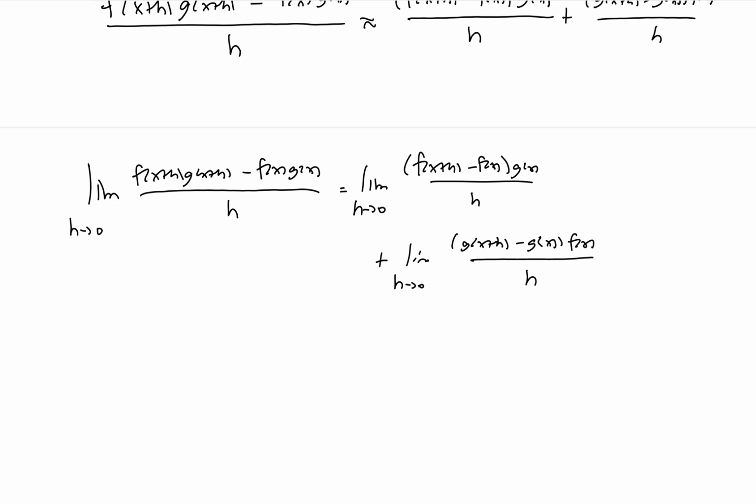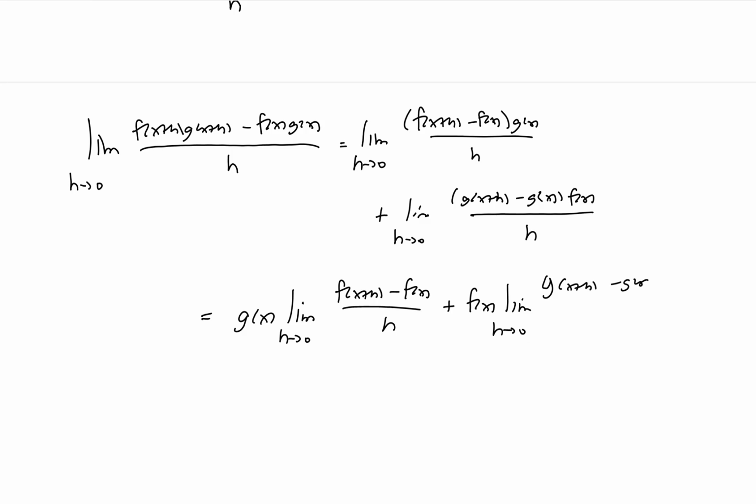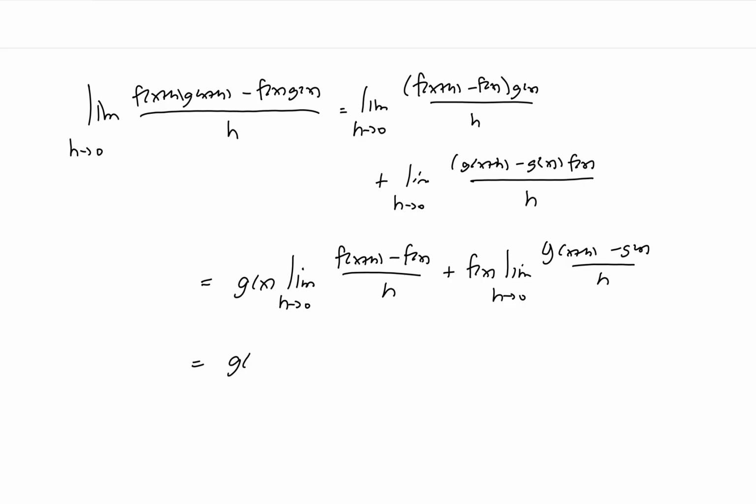And now notice we can pull the terms that don't have anything to do with h out front. So I'll have g of x times this limit, and then we can recognize these as the derivatives. So that's where our product rule comes from if we want to think about it geometrically.